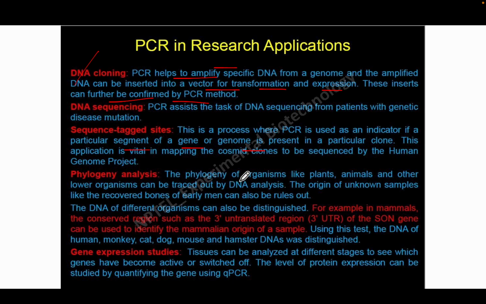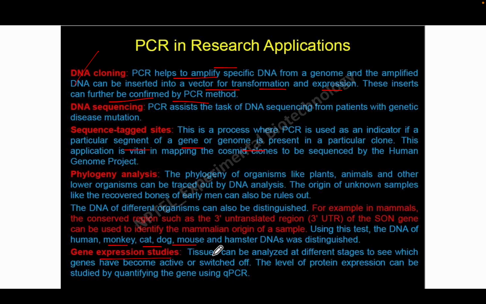Phylogeny analysis. The phylogeny of organisms like plants, animals, and other organisms can be traced out by DNA analysis. The DNA of different organisms can also be distinguished. For example, in mammals, the conserved regions such as the 3' UTR of a gene can be used to identify the mammalian origin of a sample. Using this test, the DNA of a human, monkey, cat, dog, and mouse was distinguished.